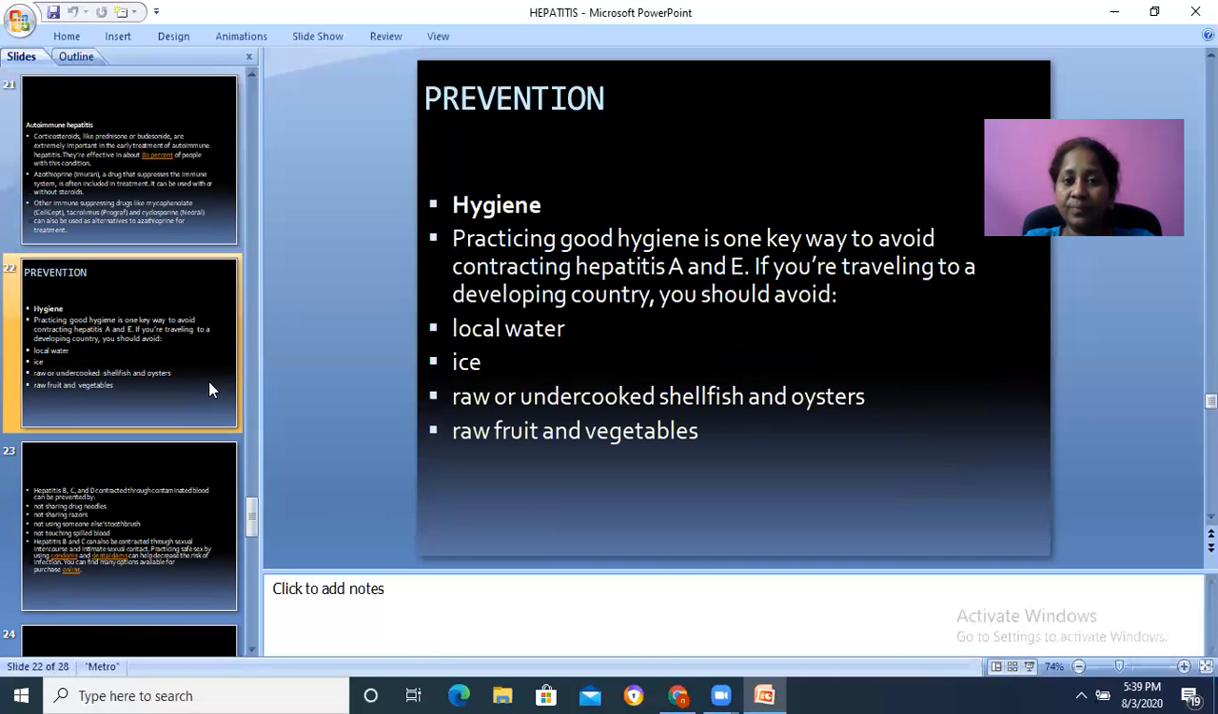Prevention. Hygiene. Practicing good hygiene is the key way to avoid contracting hepatitis A and E. When traveling, people must carry their own water bottle, should not drink contaminated water, and must avoid ice, raw or undercooked shellfish or oysters, and raw fruit and vegetables in the food.